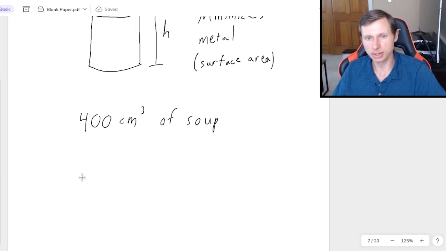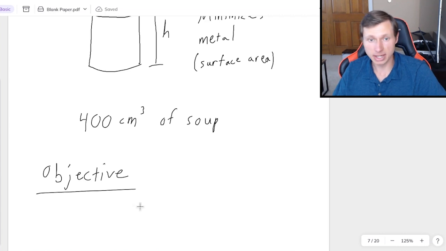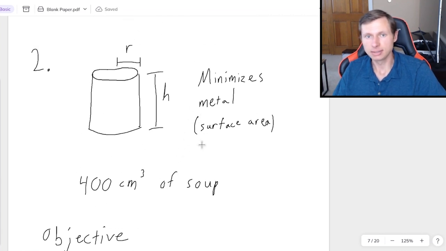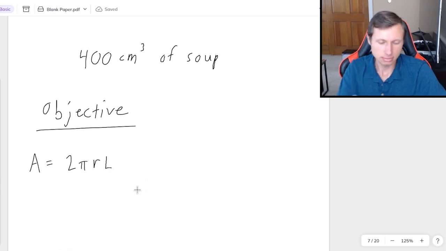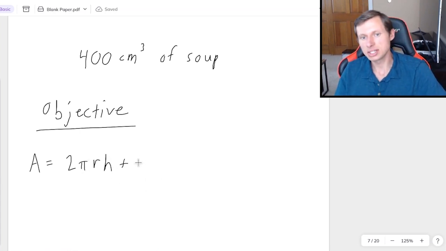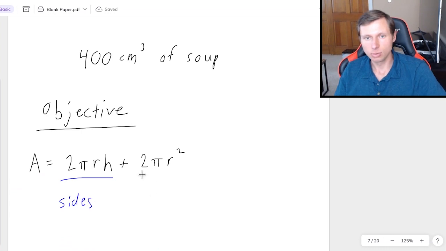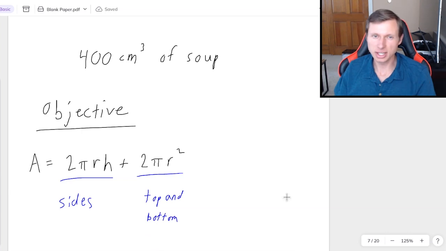Okay, so here's what we're going to do. Number 1, the objective. This is the thing we want to maximize or minimize. In this case, it's the surface area of a cylinder, and many of you don't know the surface area of a cylinder equation, so I'll tell you. Area equals 2 pi r h, where h is the height, plus 2 pi r squared. In case you're curious, the 2 pi r h is coming from the sides of the can, while the 2 pi r squared is coming from the top and bottom. I don't think they give you this equation on the AP exam, so if you're studying for this, you need to memorize it.